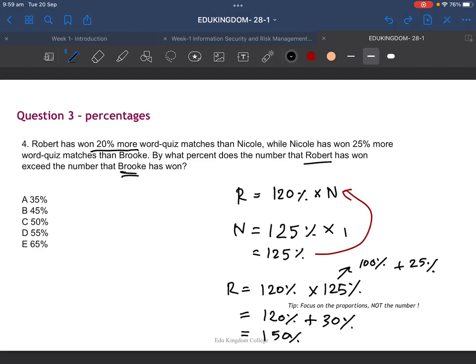Because remember, 150% of Brooke means Brooke plus the 50%, because Brooke represents 100% of himself. So the only number we're looking at is this 50%. So therefore, our option is C.